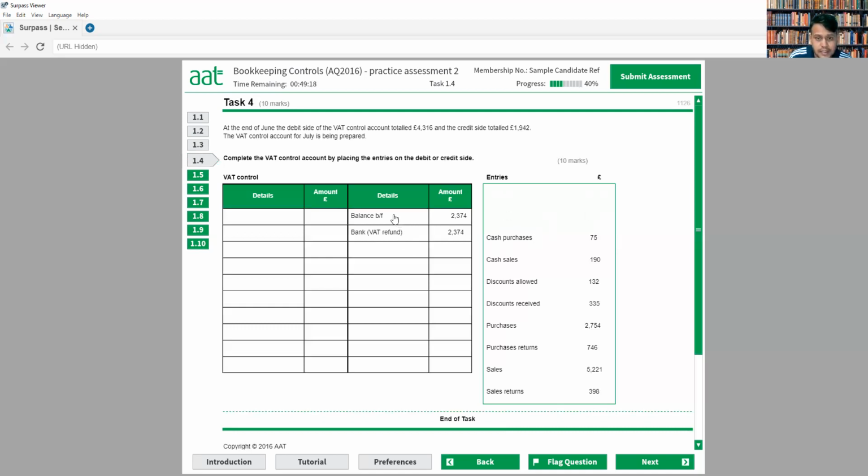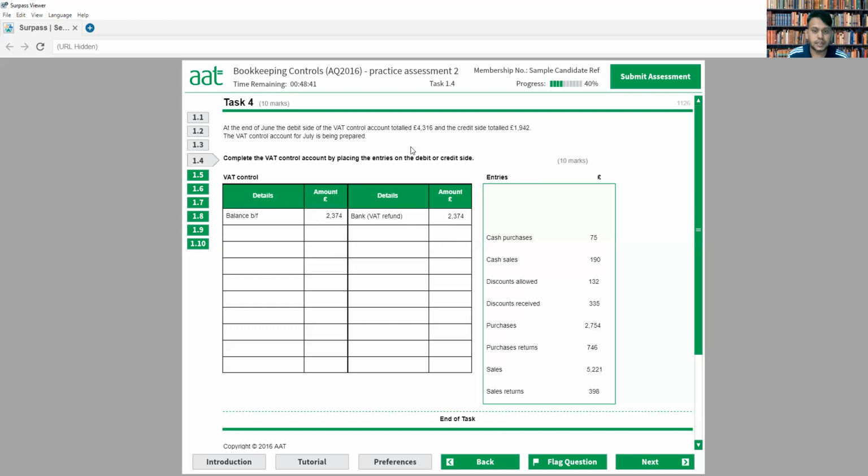Now the opening balance. Let's read this question a little bit quickly. At the end of June, the debit side of the VAT control account is 4316 and the credit side is 1942. So it looks like the debit side is higher, isn't it? The question said the debit side is 4316 and the credit side is 1942. So let's find the difference. How much is the opening balance we have? 4316 minus 1942, and that gives me 2374. That means it's a debit balance.